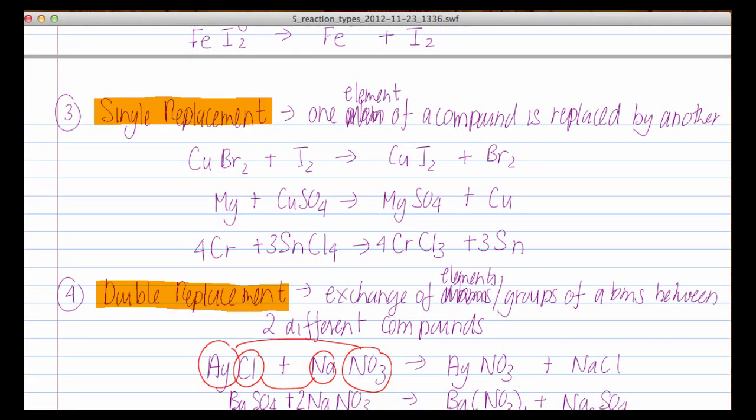A single replacement reaction is when one element of a compound is replaced by another. In this first example, we've got copper bromide reacting with iodine to produce copper iodide and bromine gas. Magnesium can react with copper sulfate to produce magnesium sulfate and copper.